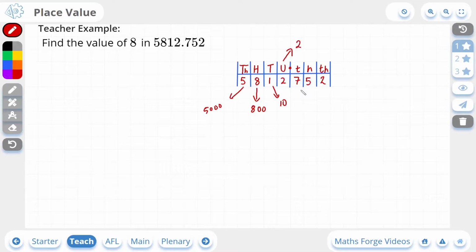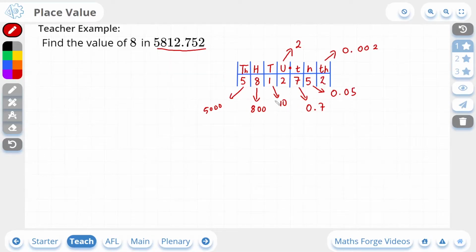And in the tenths, it's going to be a multiple of 0.1, so that's going to be 0.7. And this 5 here is going to be a multiple of 0.01, so it's going to be 0.05. And if you can see what I'm doing, I'm just breaking down this number completely. And finally, in the thousandths column, we're going to have 0.002. Notice how the actual numbers take the same position as their position in the whole number here.